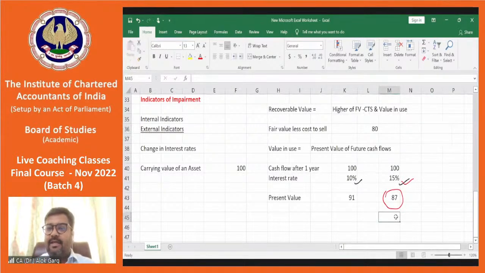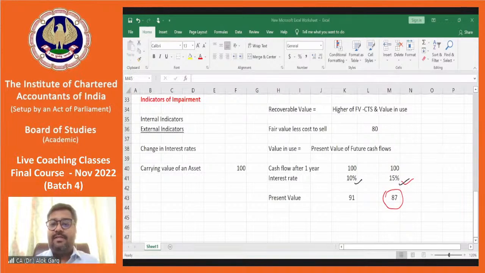Okay, is it clear? So hence it is not a decline; an increase in interest rate is an external indicator of impairment, right? I hope it is clear to you guys now. Friends, I hope it is clear. Clear?